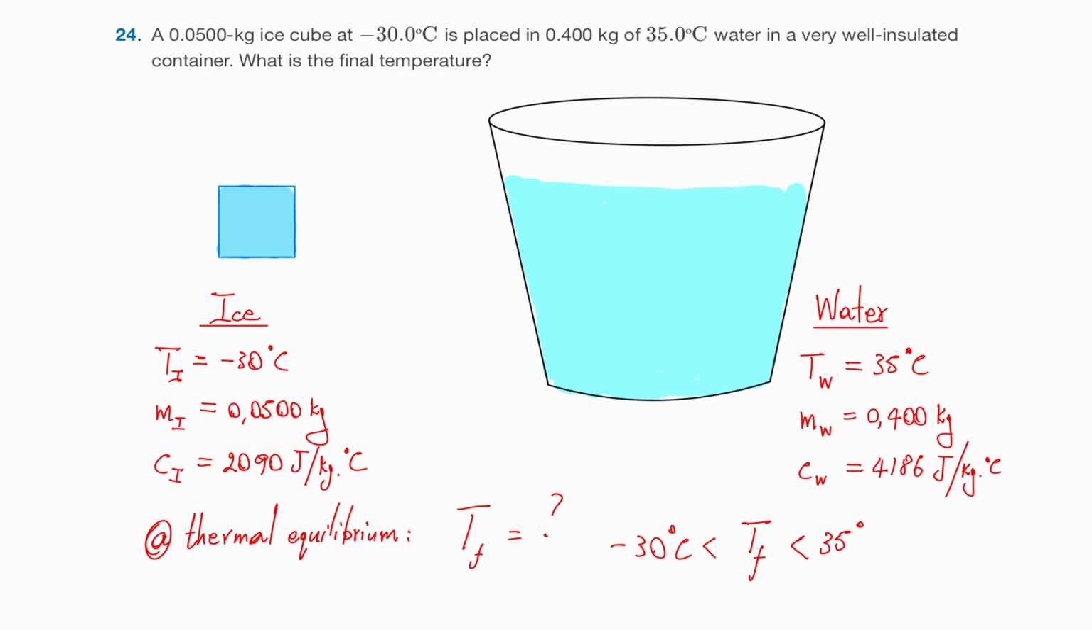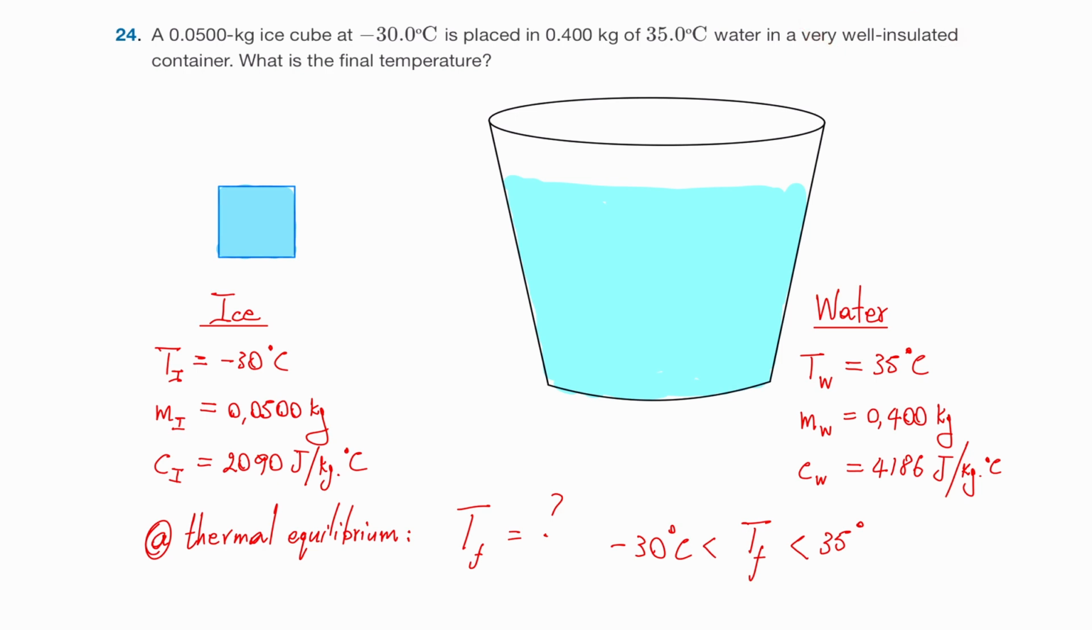And we're told that this is well insulated, which means there is no energy or heat lost to the environment. So whatever is lost and gained must be all contained between the ice and the water. Since we know that the water has a higher temperature of 35 degrees, we do expect that the water will lose some energy, and all of that energy lost by the water will be gained by the ice. So none of it will be lost to the environment. That is the key of the well-insulated container.